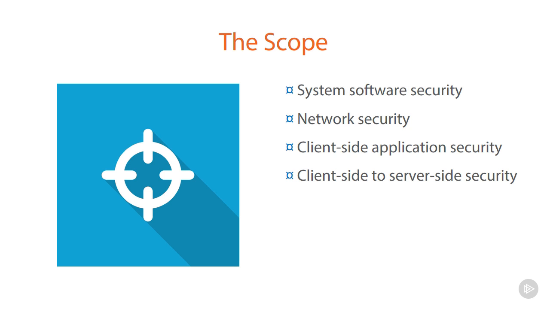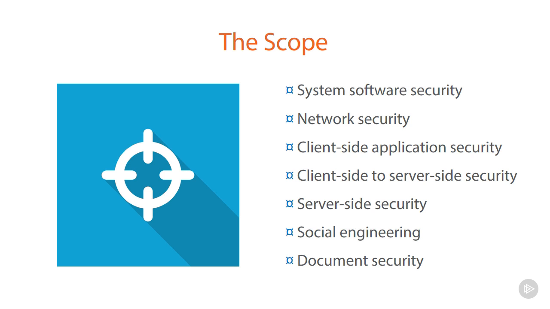And also, since we've done the client and the client to server, we then also need to look at just the server-side security. So we'll be looking at both web applications running as well as just straight up apps running for flaws. In the scope, will we implement social engineering techniques to try to see if we can gather some passwords or project details? The scope should also include things like document security.